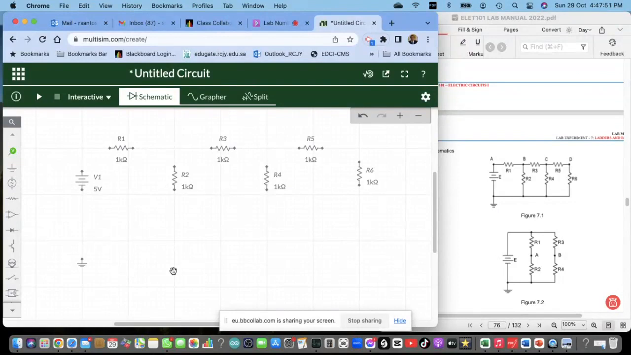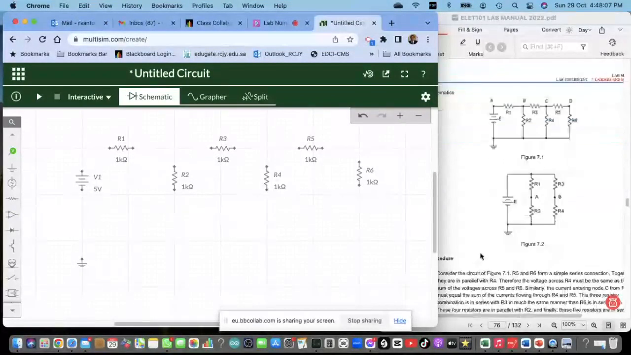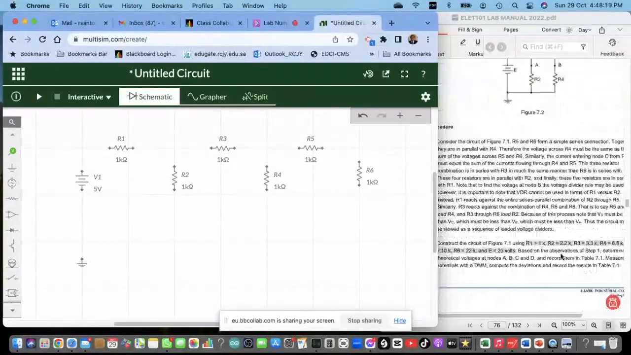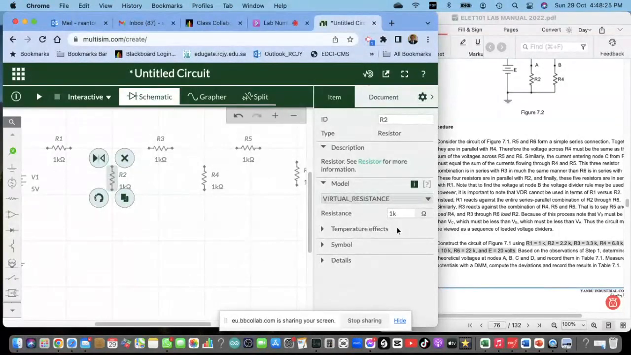All right. Now the next thing is to connect. Oh, sorry. Before connecting, you must change the needed value, because the values of resistors are different from each other. For example, R1 should be 1K, okay, it's done. How about R2? R2 should be 2.2 kilo. So what you need to do is double click R2 and change it from here. So you have to put 2.2 kilo.